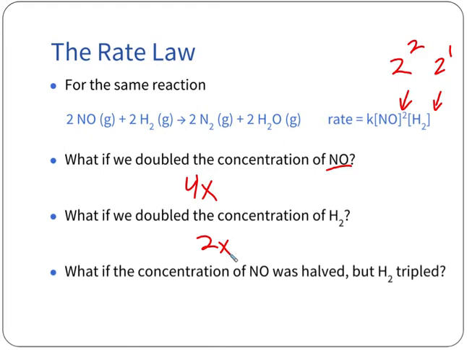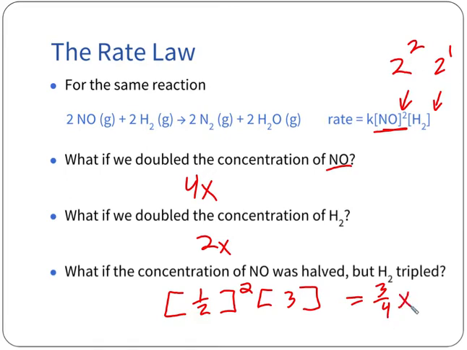Okay, let's get a little fancy. What if the concentration of nitrogen monoxide was halved, but hydrogen gas was tripled? Let's look a little more closely at this one. We know that the nitrogen monoxide is to the second power, and since that's being halved, we could do it this way: 1/2 squared, times the H2 to the first power, which is being tripled. So 1/2 squared is 1/4, and 1/4 times 3 is 3/4. So if we halve the concentration of the nitrogen monoxide and triple the concentration of H2, we would expect that the rate would be 3/4 as big as it was originally.